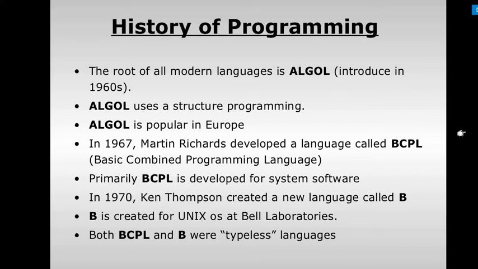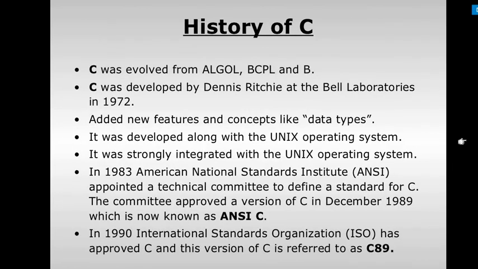Both BCPL and B were typeless. What typeless means is these languages do not have data types. What data types are and so on we will see in the further classes. As of now you should know that BCPL and B were typeless. They don't have any kind of data types.